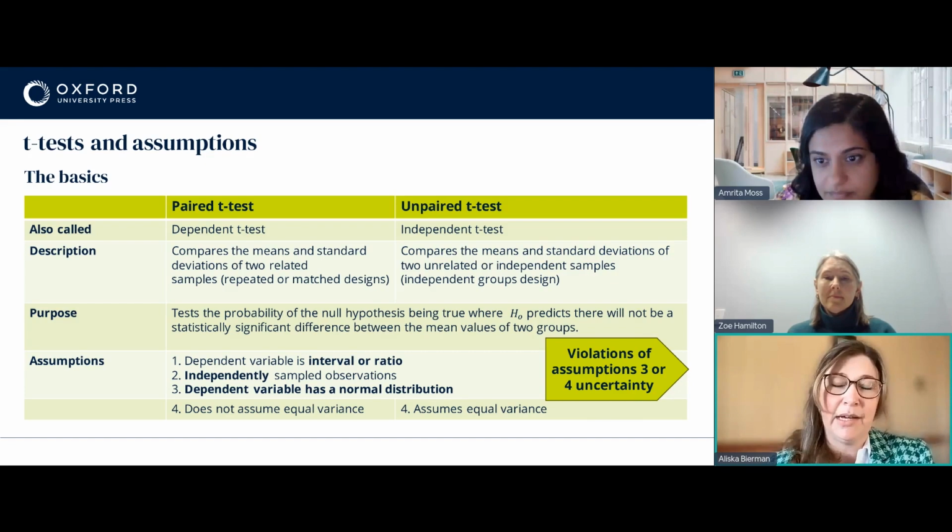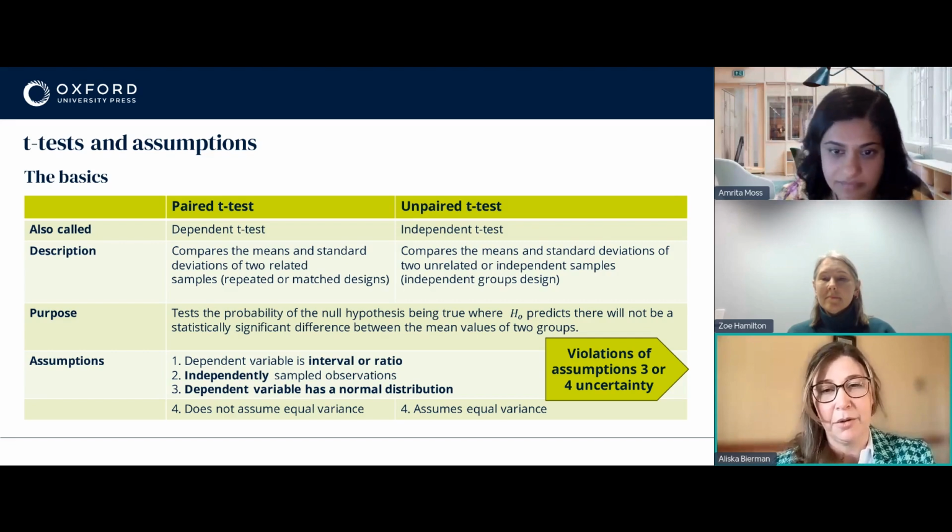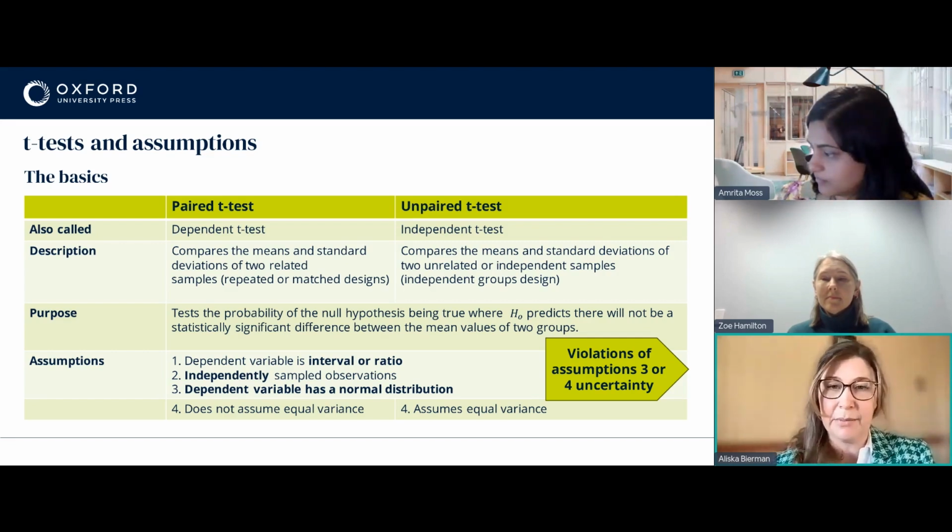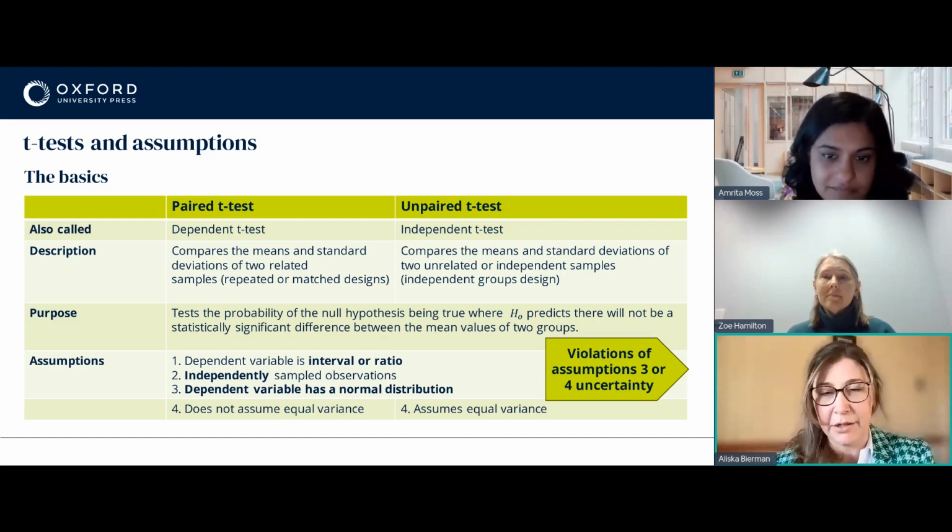And so for all of these t-tests, we are trying to work out the probability of our null hypothesis being true. And I'm not sure if you're familiar, but a t-test has a probability distribution, much like our p-value.